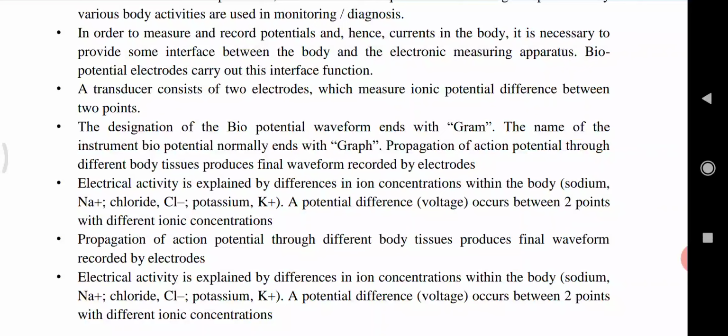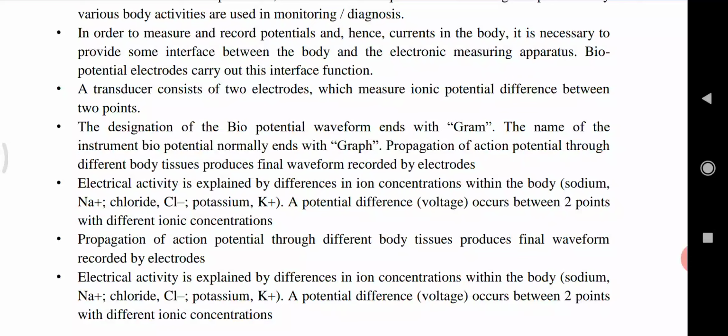difference between 2 points. The designation of the biopotential waveform ends with "gram", that is electroencephalogram, etc. The name of the instrument for biopotential normally ends with "graph", that is electrocardiograph, etc. Propagation of action potential through different body tissues produces the final waveform recorded by the electrodes. That is, we have to record the ECG, etc.